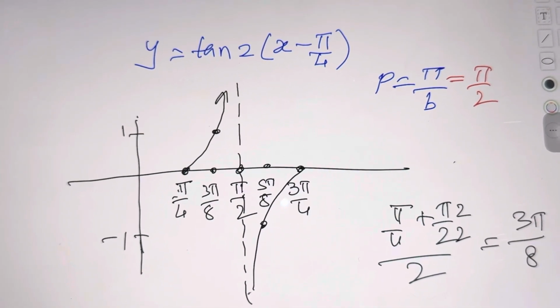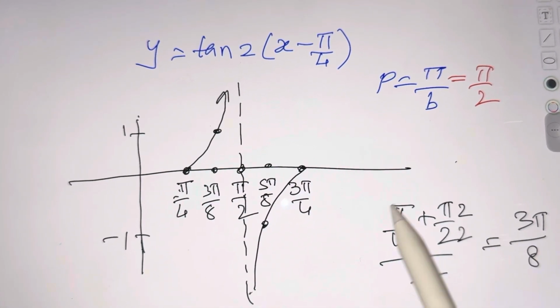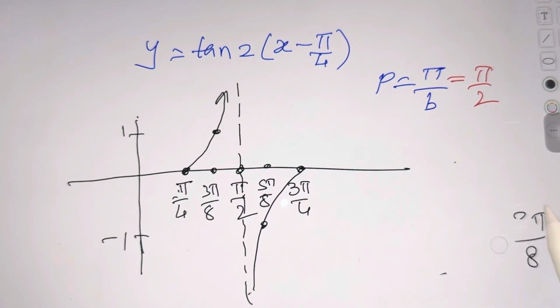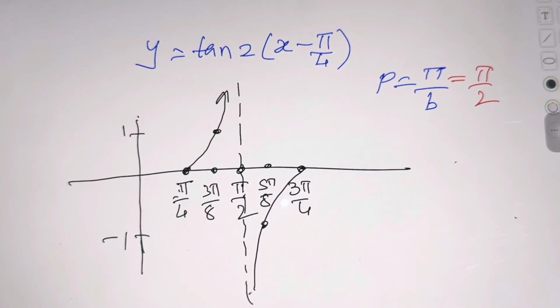Done. But you say, Miss, my teacher wants more asymptotes. She will not give me the full credit. That's perfectly fine. What do we have to do?